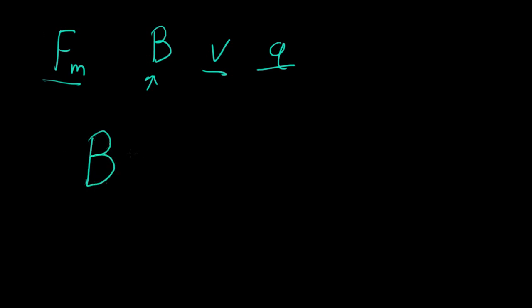The magnitude of the magnetic field equals the force due to the magnetic field divided by the velocity of the charge times the magnitude of the charge, or the amount of the charge.